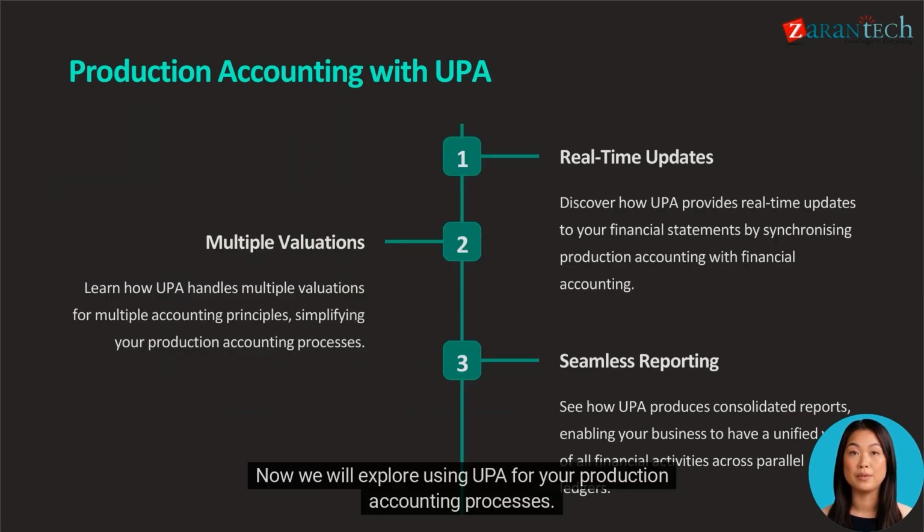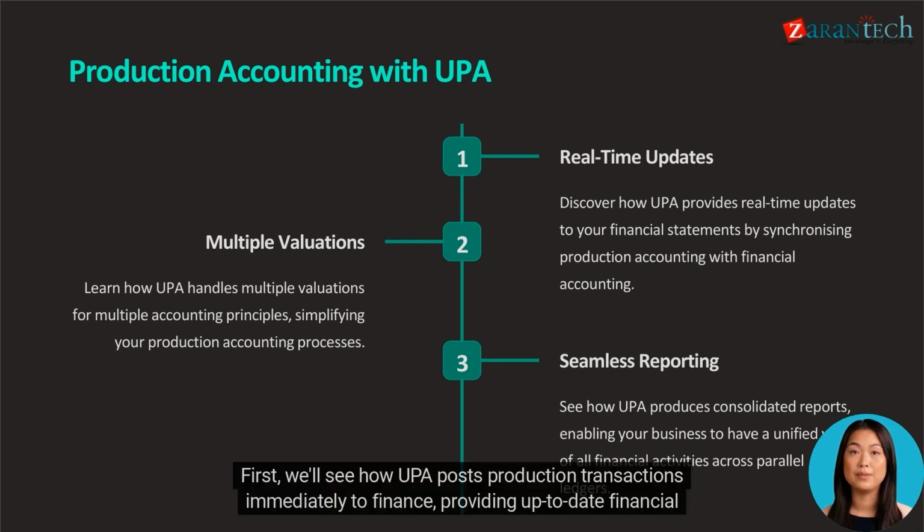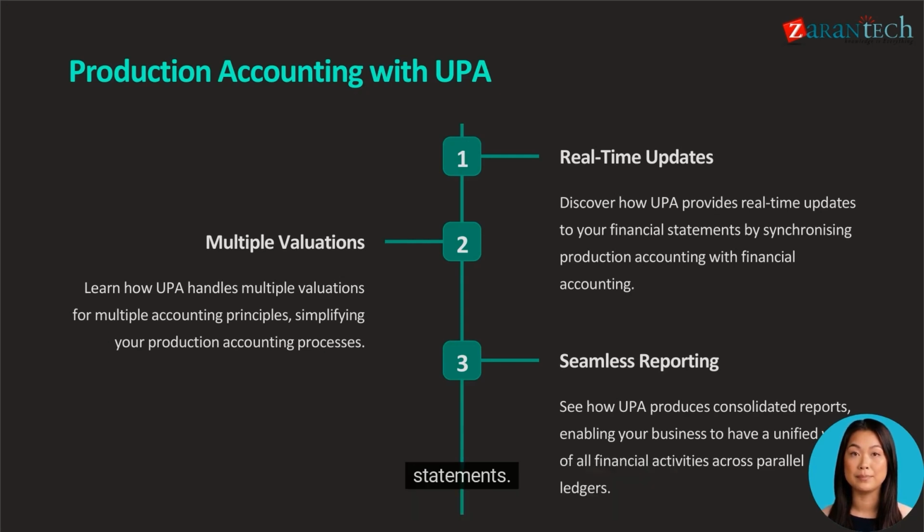Now we will explore using UPA for your production accounting processes. I'll explain how UPA synchronizes production and financial accounting in real time. Real-time updates. First, we'll see how UPA posts production transactions immediately to finance, providing up-to-date financial statements. This avoids delays or mismatches across departments.